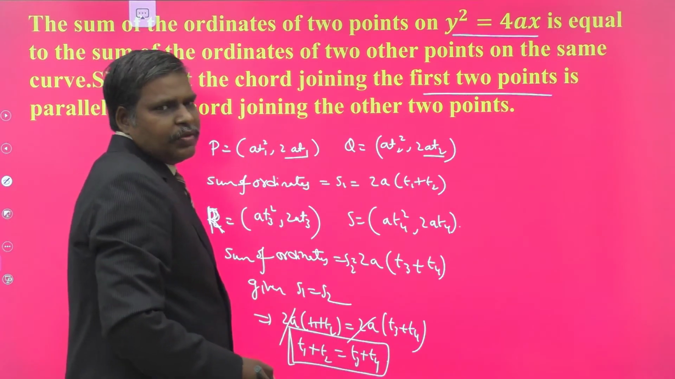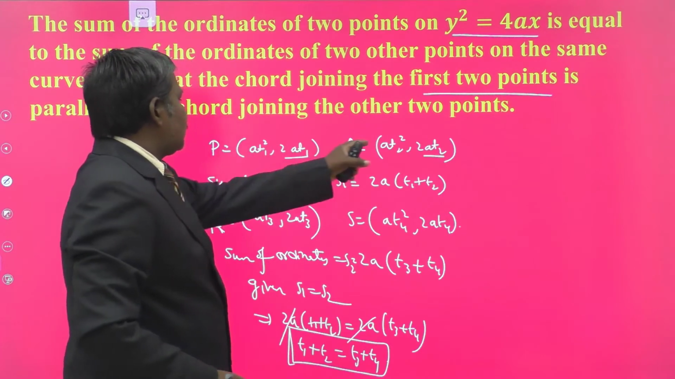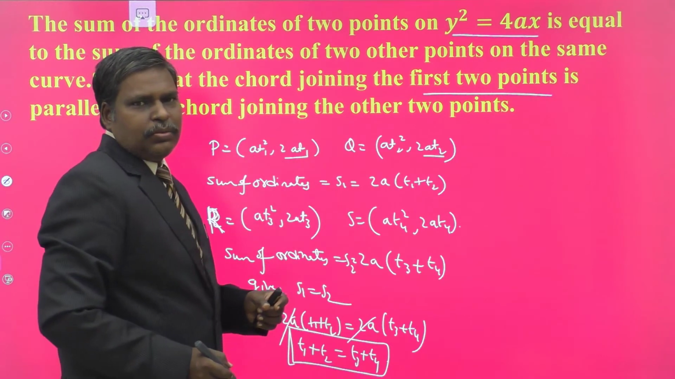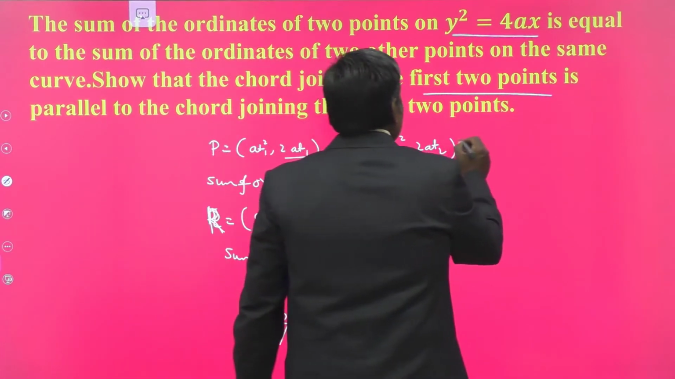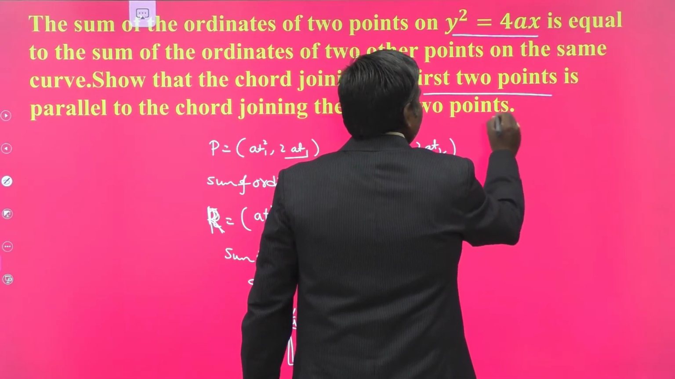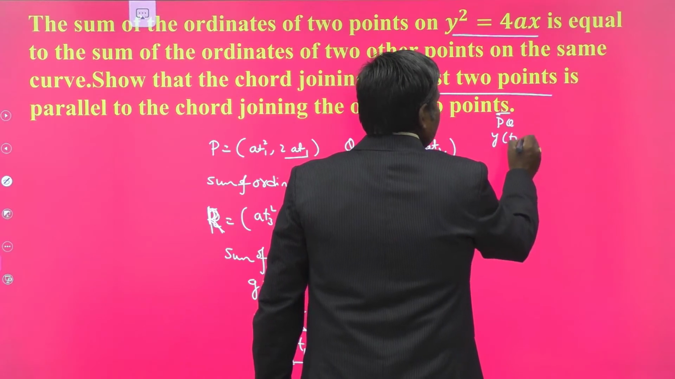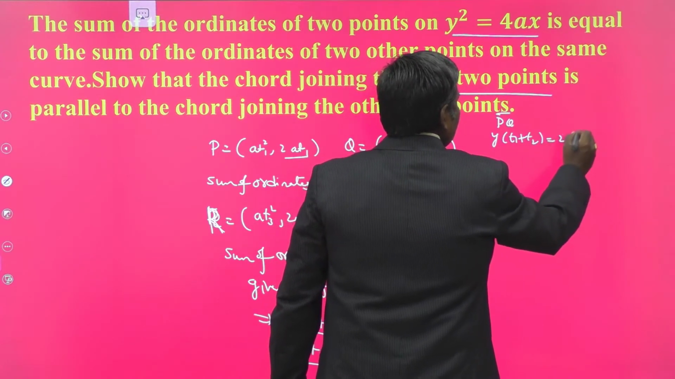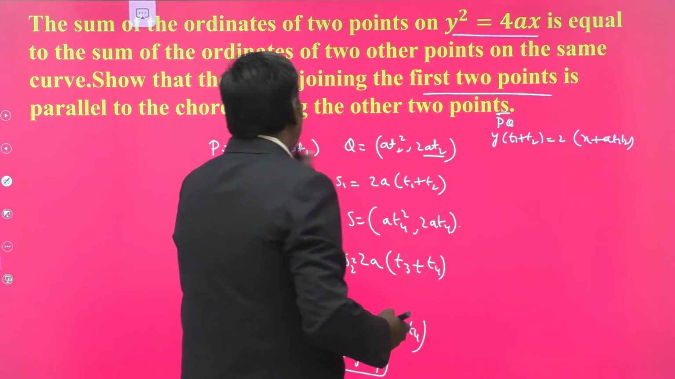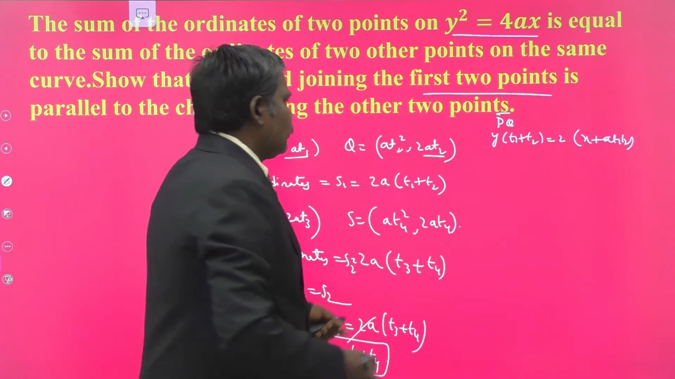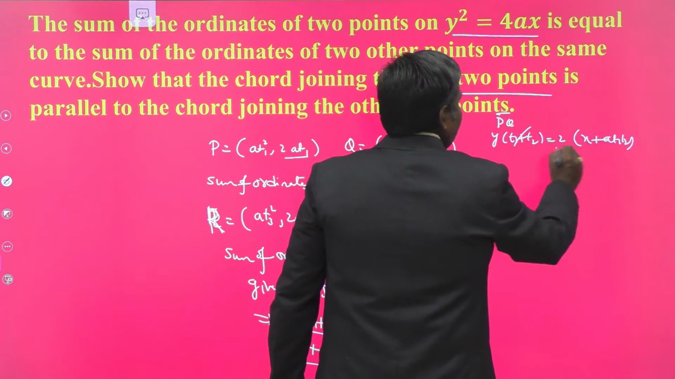99.99% of your job is over. Because what is the slope of line joining PQ? 2 by (t1 plus t2). Am I correct or not? What is the equation of the chord joining the 2 points? y into (t1 plus t2) is equal to 2 times (x plus a t1 t2). Or you can easily find the slope of PQ. So what is its slope, my dears? 2 by (t1 plus t2).